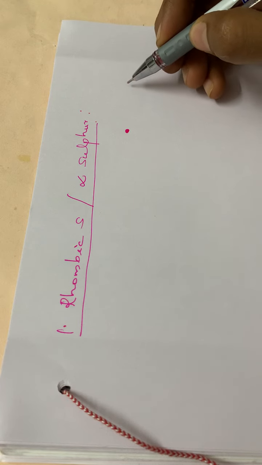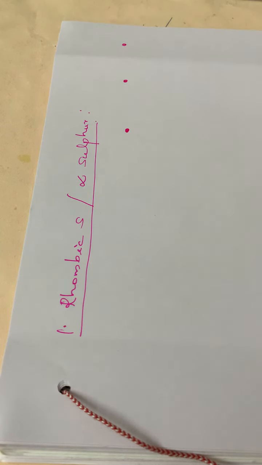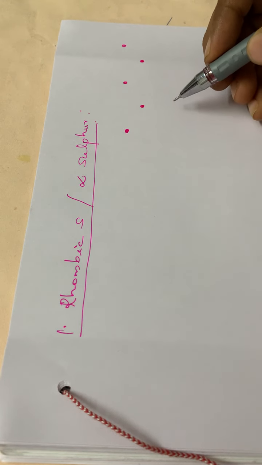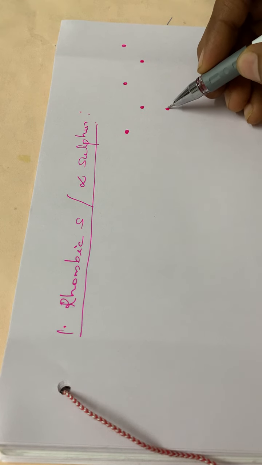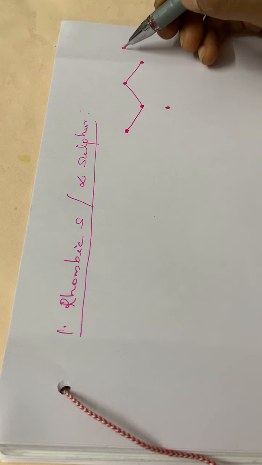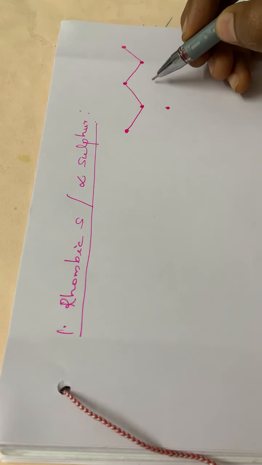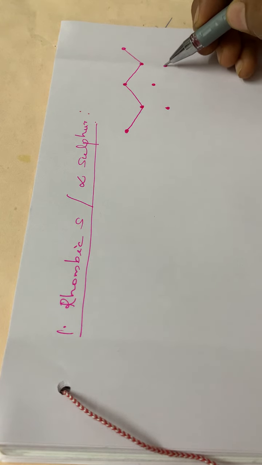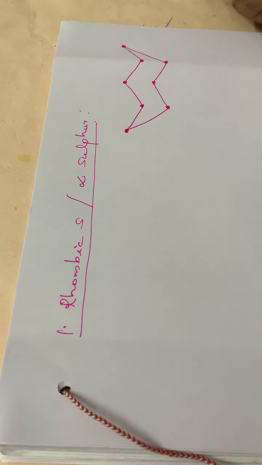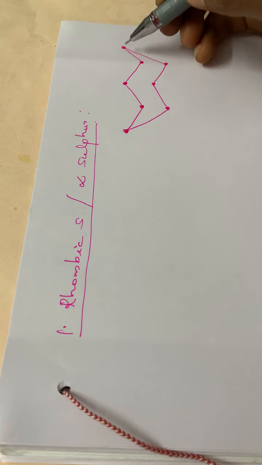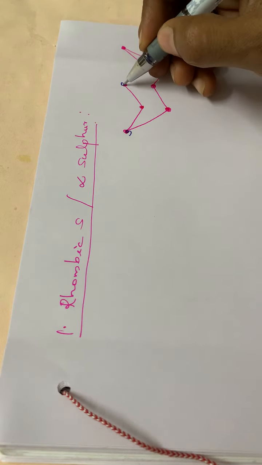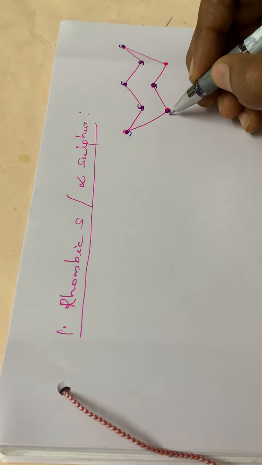Okay. These are the sulfur atoms. 1, 2, 3. Three sulfur atoms. Then the next one will be lying here. Then another one. You can join these dots, just like a crown shape. Then you have to join these two. These dots represent sulfur atoms. All these dots represent sulfur.